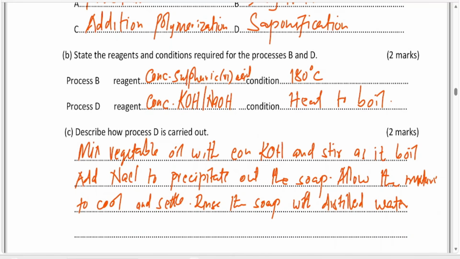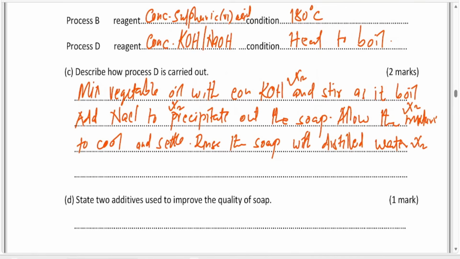That gives you 2 marks. Mixing the oil with sodium hydroxide, half a mark. Adding sodium chloride, half a mark. Allowing the mixture to cool, half a mark. And rinsing the soap, half a mark. That gives you 2 marks.